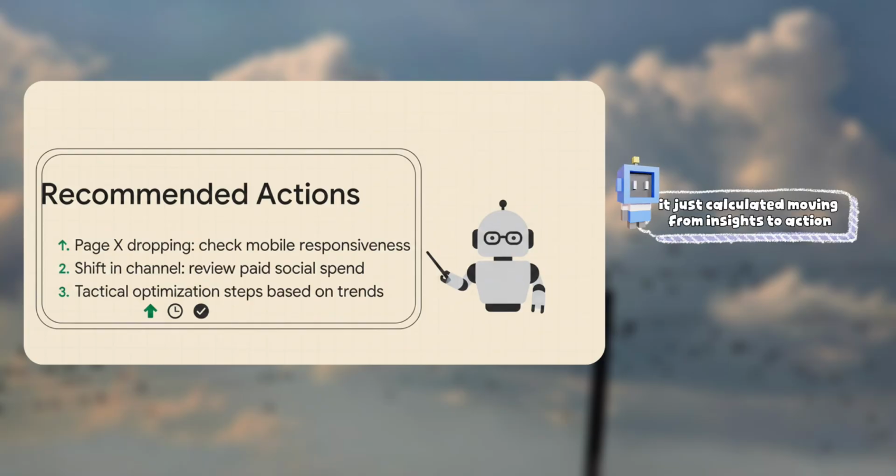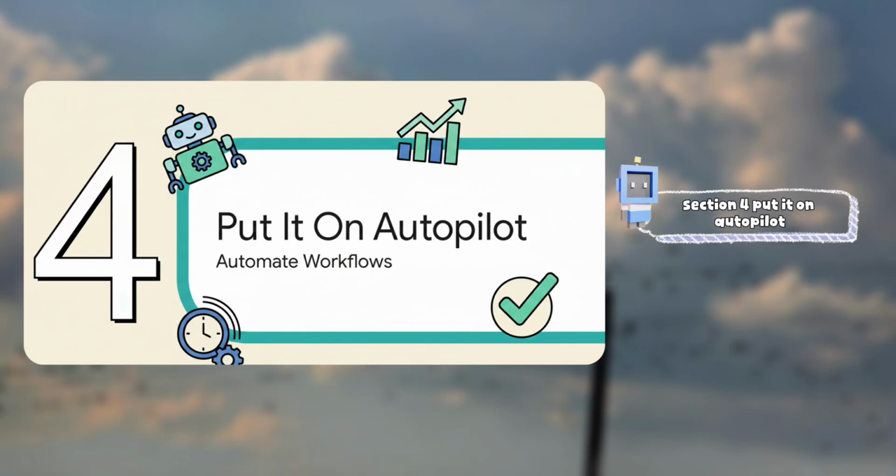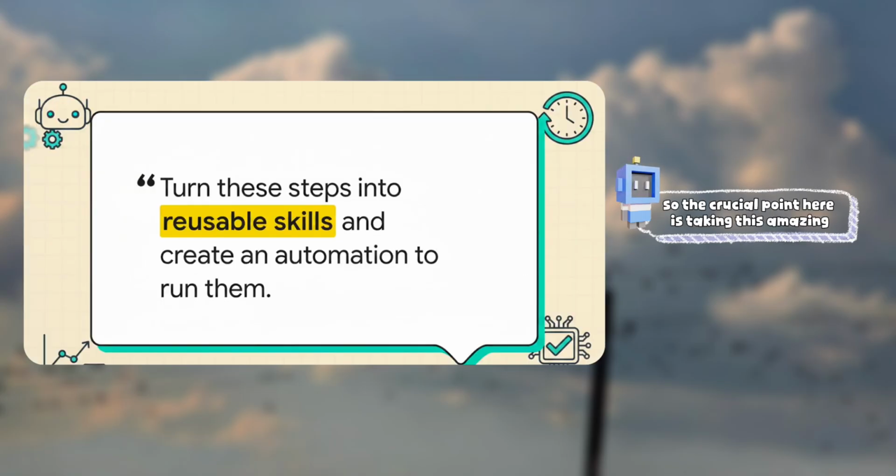Moving from insights to action, here's what this looks like in practice. Section 4, put it on autopilot. Time to automate these workflows. So the crucial point here is taking this amazing, insightful report you just generated and ensuring you never ever have to trigger it manually again. We want to scale this into an automated enterprise workflow.